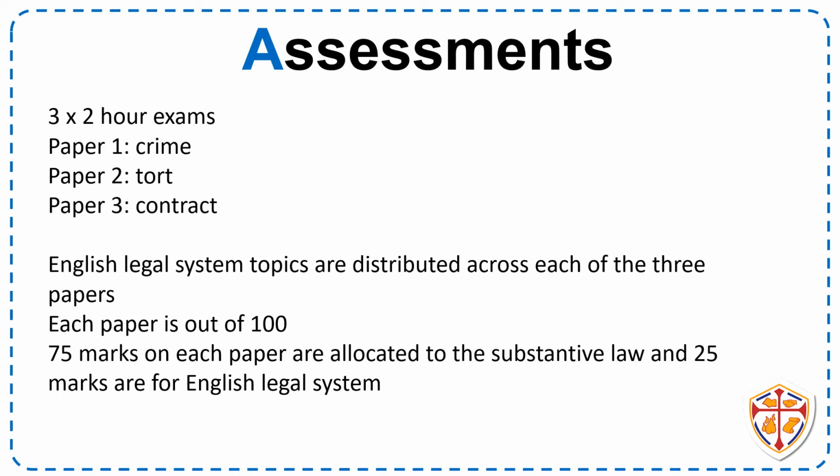Each paper has a maximum mark of 100, and of those 100 marks, 75 of those are for the substantive law and 25 are for the English legal system. So for example, on paper 1 there'll be 75 marks available for criminal topics and 25 marks available for English legal system topics, meaning that across the 3 papers 25% of the marks are for English legal system, and then 25% of marks are for each of the 3 substantive areas of law.